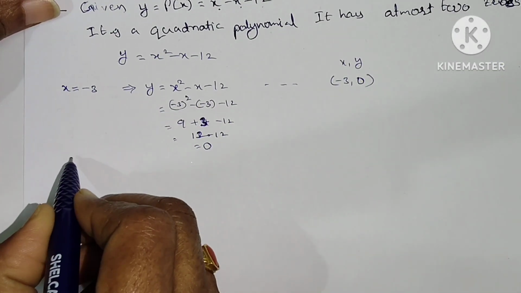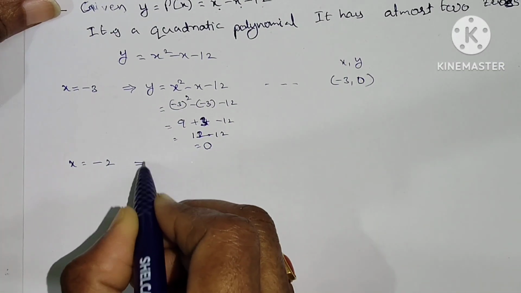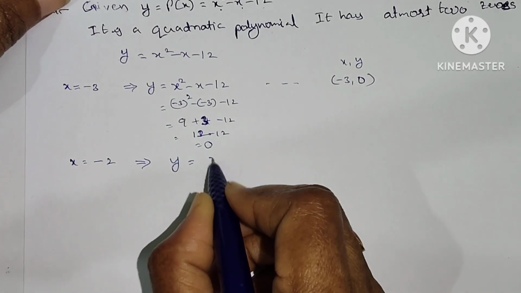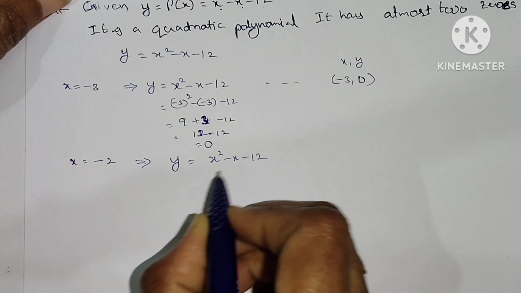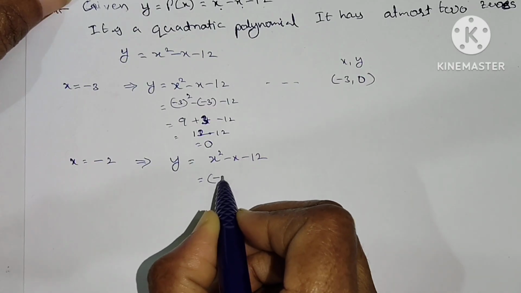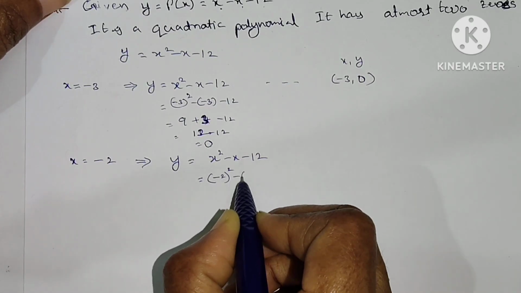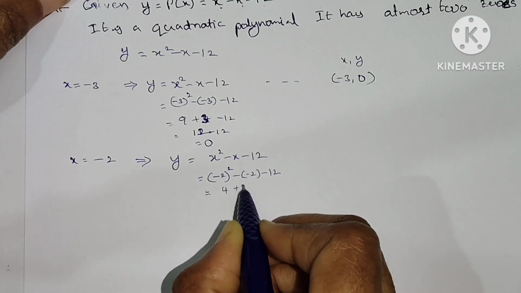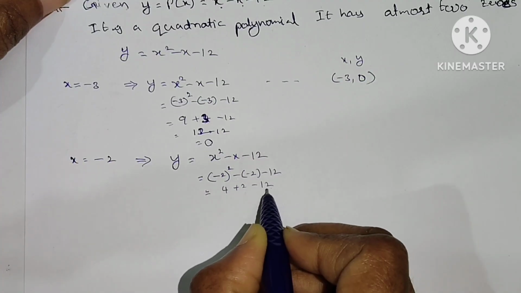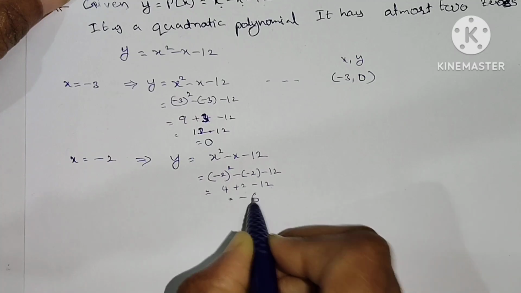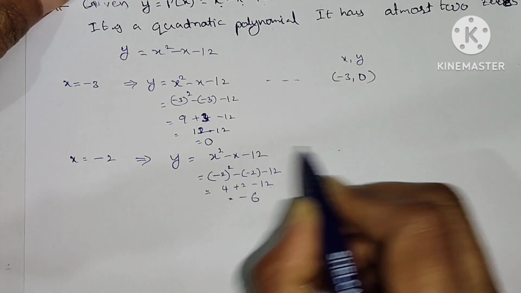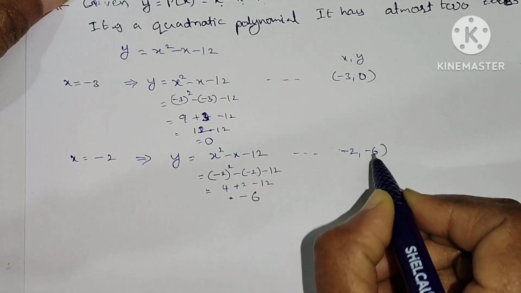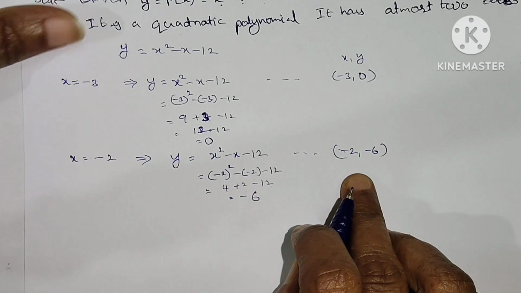So next we take x equal to minus 2. Same here, substitute in x square minus x minus 12. Minus 2 whole square minus (minus 2) minus 12. So 4 plus 2 minus 12, so 6 minus 12 means minus 6. Here x coordinate is minus 2 and y coordinate is minus 6. Minus 2 comma minus 6 is the point.